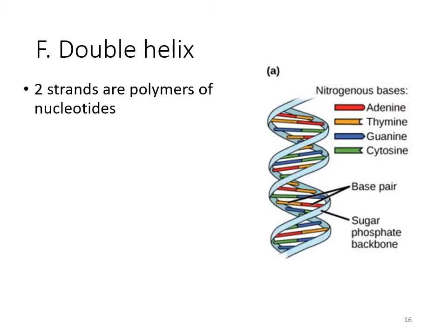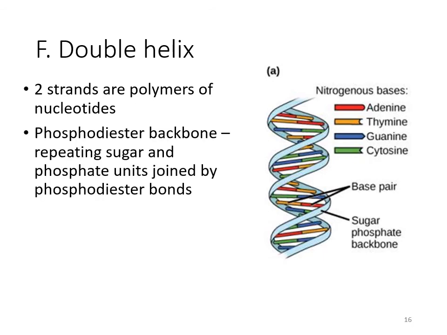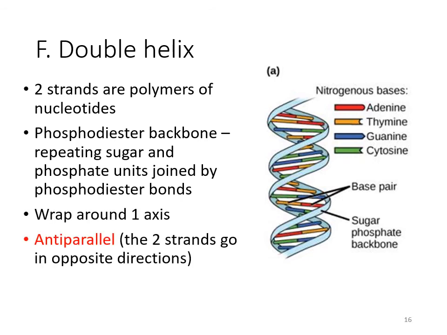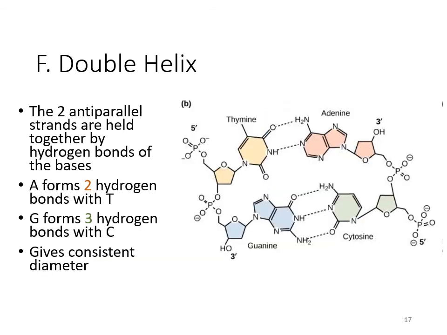Okay, so here's the shape: 2 strands of nucleotides in opposite directions, facing each other, with phosphodiester bonds connecting those nucleotides along the ladder, forming the sides, and then the rungs of the ladder are formed by those hydrogen bonds, those dotted lines. G's and C's form 3 hydrogen bonds. A's and T's form 2 hydrogen bonds.